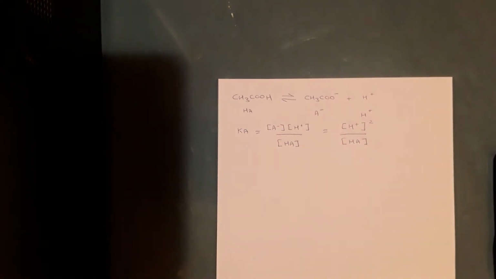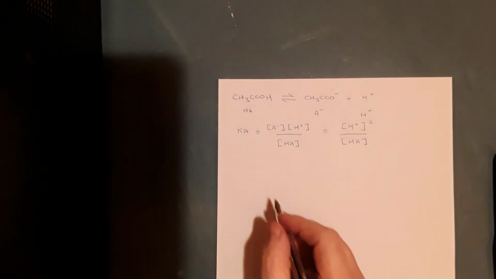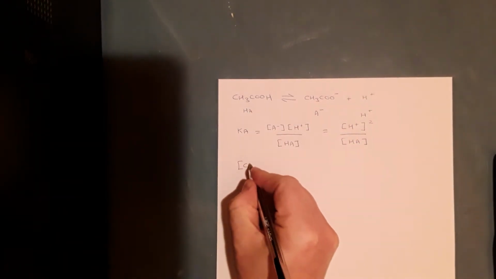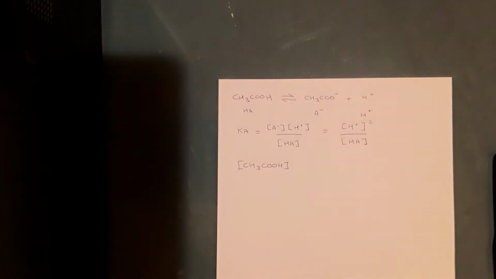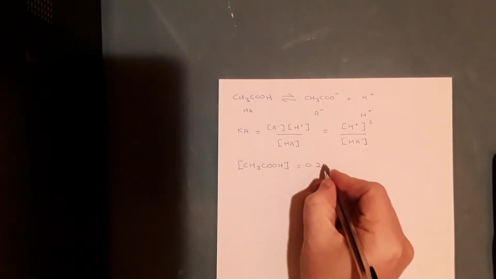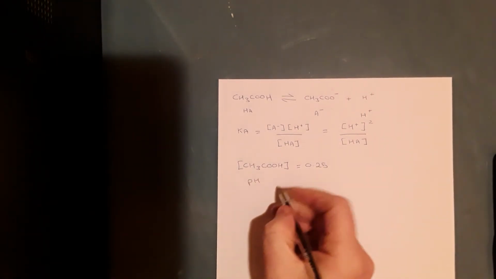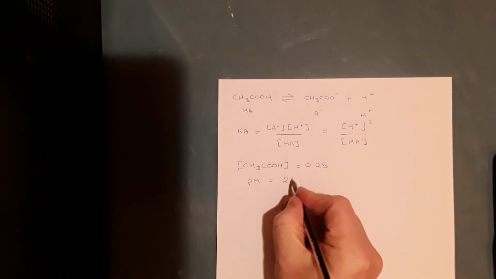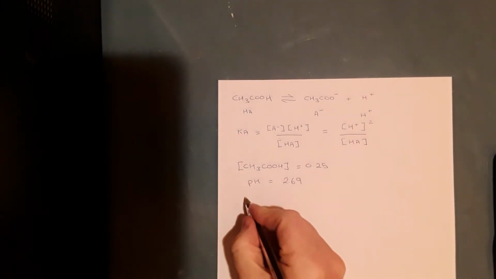Let me give you a worked example of that so that it can bed in a little better. Sticking with ethanoic acid, remembering we always write concentration in square brackets, I'll give you a concentration of ethanoic acid of 0.25, and the pH is 2.69.